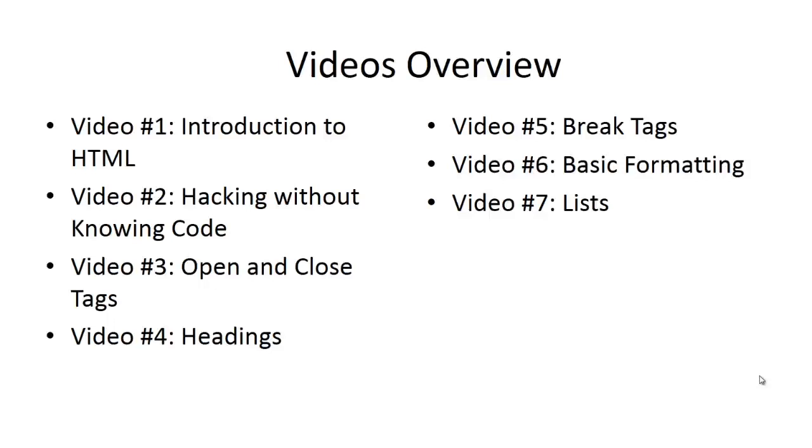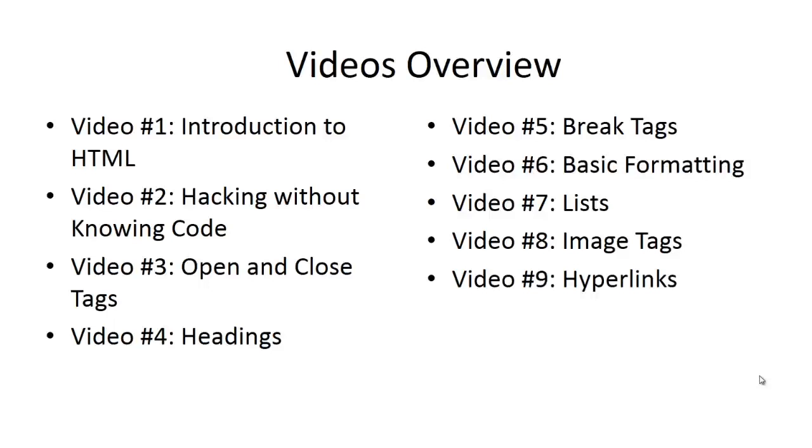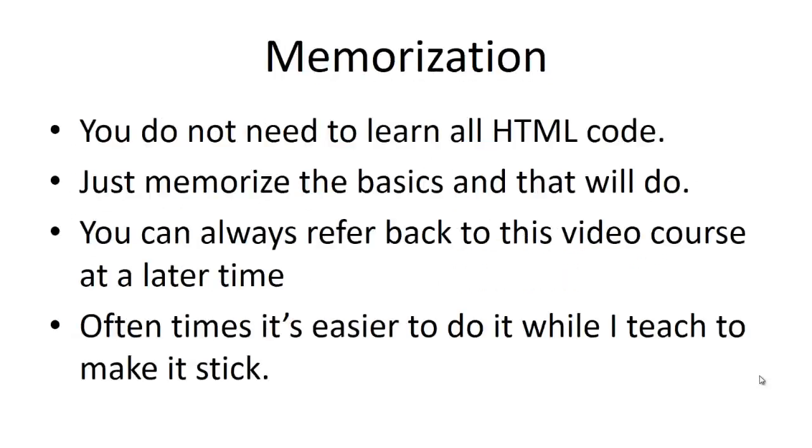How do you create these types of lists? Because this is something that you're going to want to do. And video number 8, we're going to talk about image tags and how to make them SEO friendly, and of course, video number 9, we're going to talk about hyperlinks. Now, not just how to create a hyperlink, but how to make it so when somebody clicks on it, it opens up in a new window. So this is something that you are going to face over and over again. And that's why we're focusing specifically on these tags.